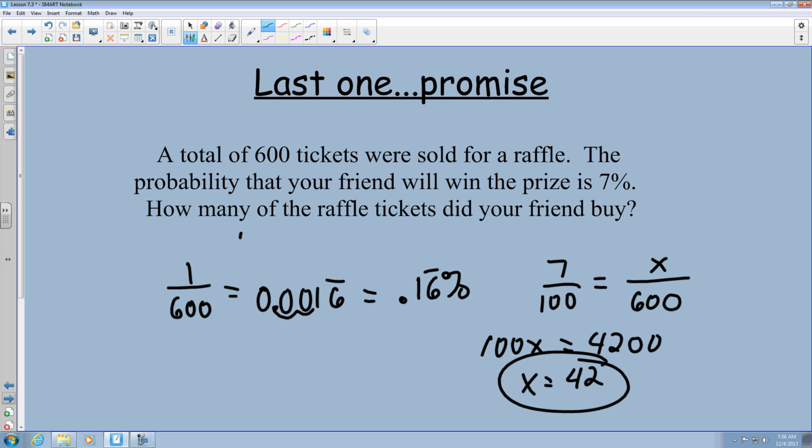And if you just double check that, you put 42 divided by 600, you should get 0.07, which you do. Okay? And that is being able to convert decimals to percents.